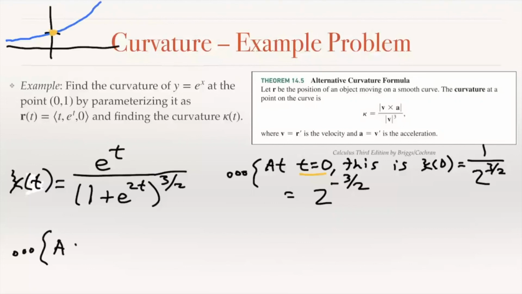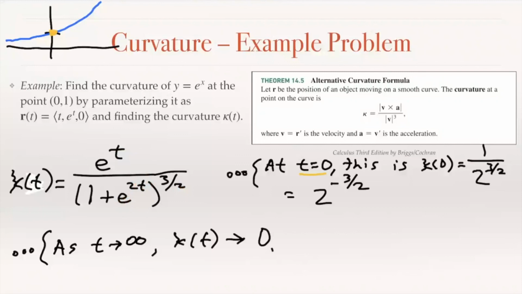And as t approaches infinity, then kappa of t approaches, okay, so we have e to the t, and down here we have e to the 2t to the power of 3/2. That's like e to the 3t. So it's like e to the t over e to the 3t. That approaches 0. And you can do this more rigorously with L'Hopital and the like, but it's 0.